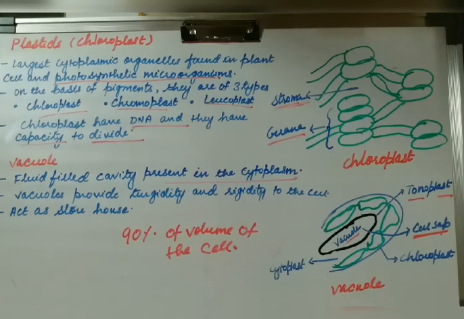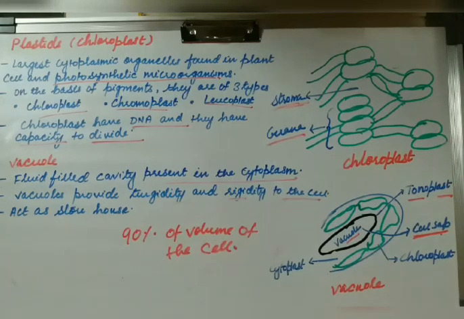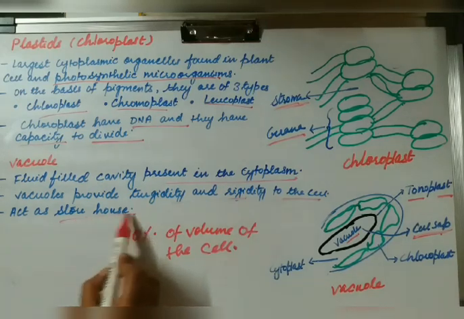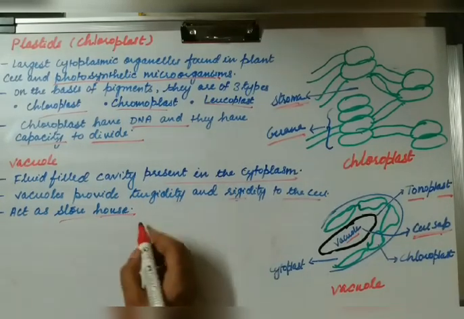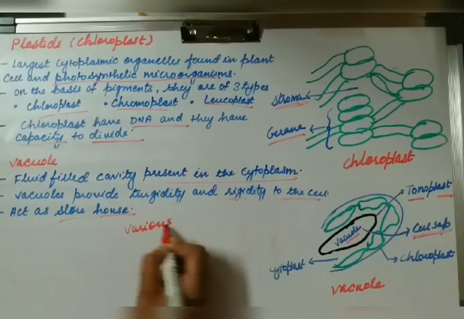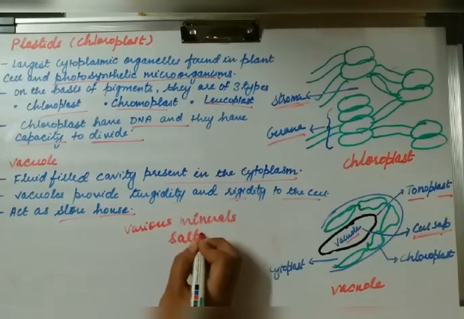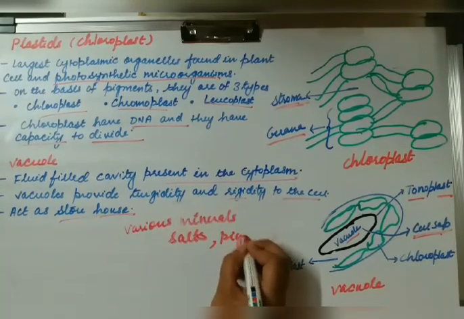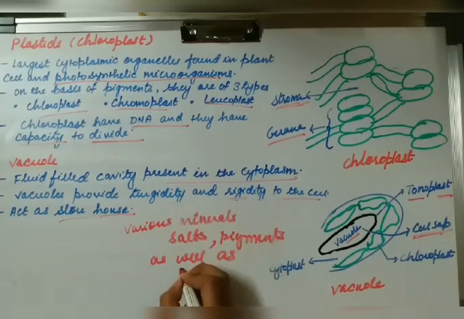The basic function of the vacuole is that it provides turgidity and rigidity to the cell. When the vacuole is full of water, that is, the cell sap is full, the plant remains fresh, turgid and rigid. They also act as a storehouse of various minerals, salts, pigments, as well as waste products.